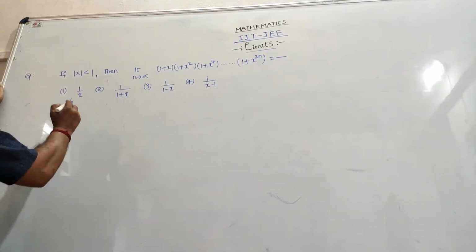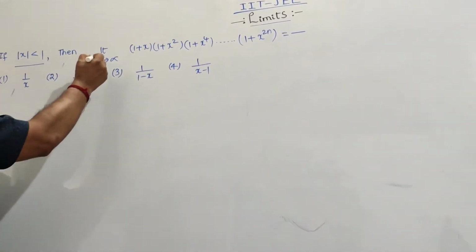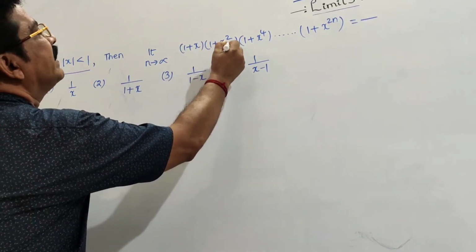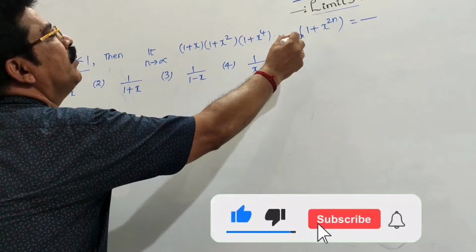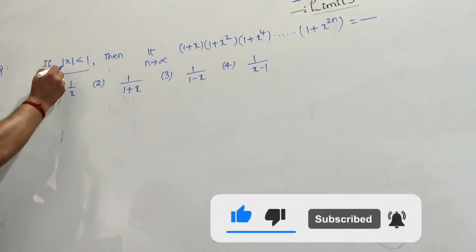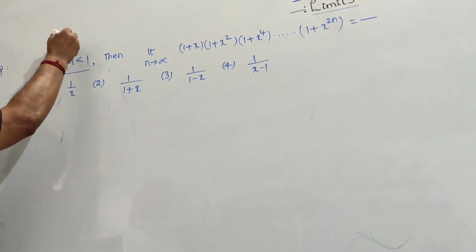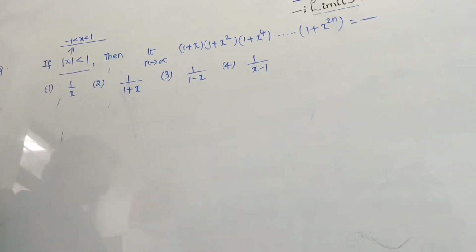Next question. If modulus of x is less than 1, then the limit as n tends to infinity of (1 plus x) into (1 plus x square) into (1 plus x to the power of 4) into and so on (1 plus x to the power of 2n) is what? Here modulus of x less than 1 means what? Minus 1 less than x less than 1. X lies in the open interval (minus 1, 1).